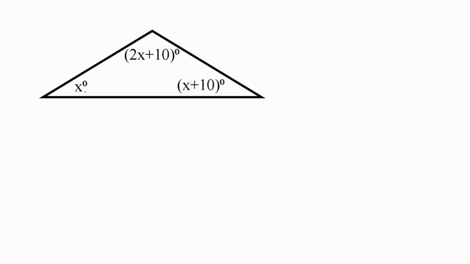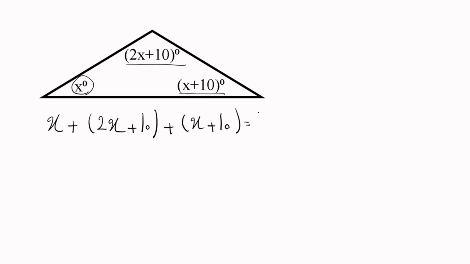Here we have another example. Again, this example is similar to the previous one. We have three angles of a triangle, and as you definitely know, and I taught you in the previous example, the addition of all the angles of a triangle is going to be 180 degrees. So I'm going to do the same process. x plus 2x plus 10 plus x plus 10 is gonna be 180 because they are angles of a triangle.